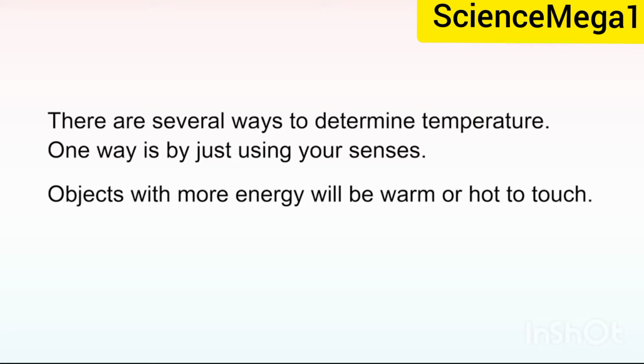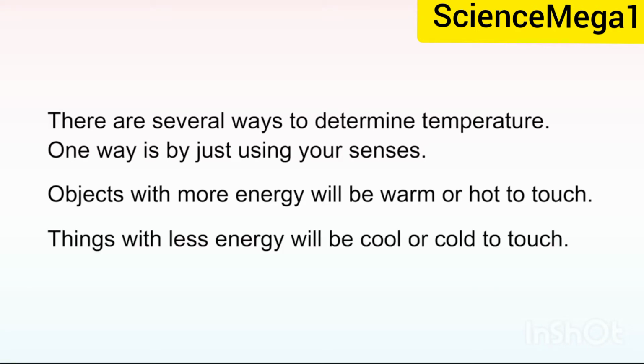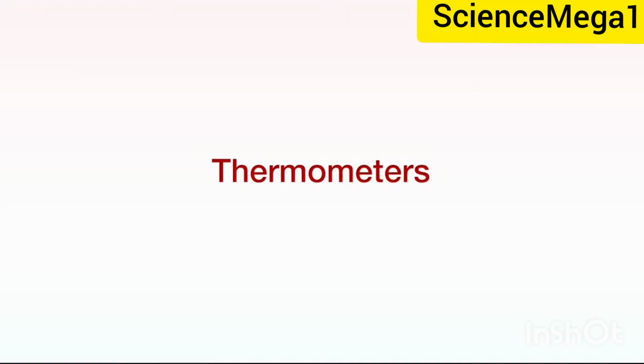Objects with more energy will be warm or hot to touch. Things with less energy will be cool or cold to touch. So for instance, if you touch a glass with cold water, you feel the coolness with your hand, or if you touch a glass with hot water, you feel the hotness with your hand. Let us continue our lesson with thermometers.